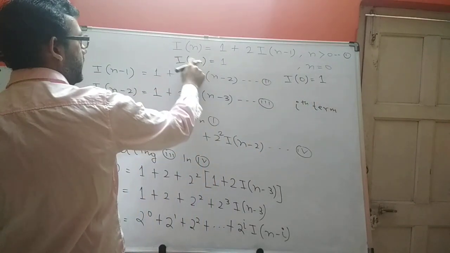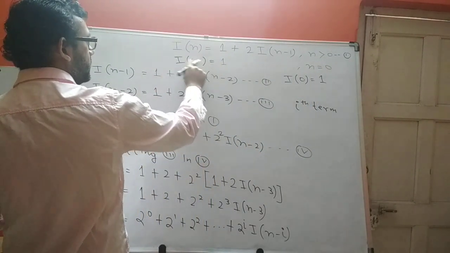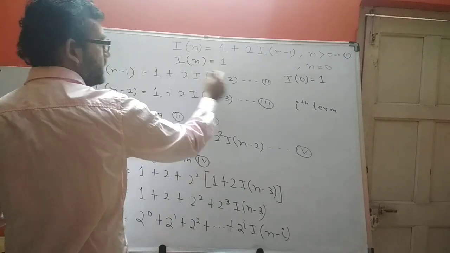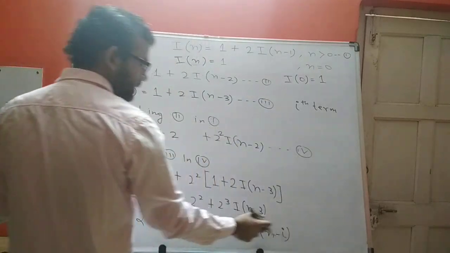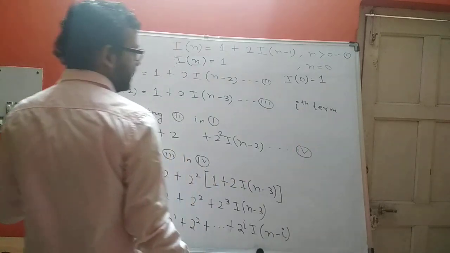So in place of n, if I substitute 0, I get 1. So that is the base condition. Now in order to remove this I have to achieve this base condition. So how do I do that?